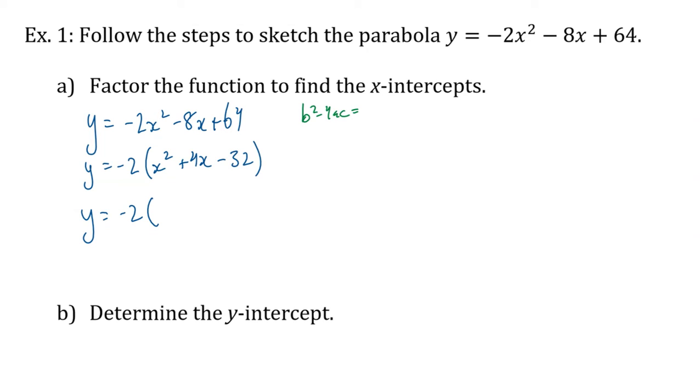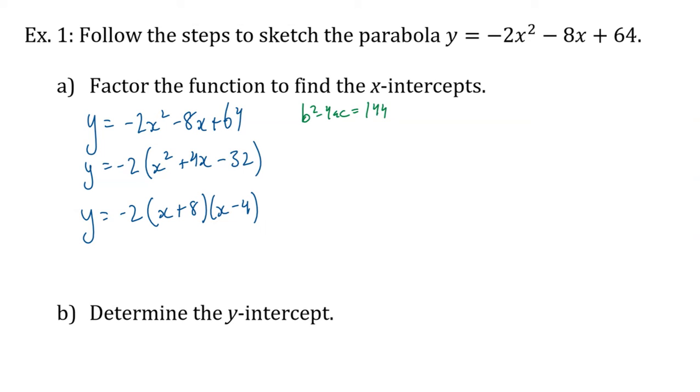Now, b squared minus 4ac, I really don't need to be doing this, and I'm going to say why in a moment, but if you're in the habit of doing it, it is 144. So this certainly is factorable. And I think it's x plus 8, x minus 4. 8 times 4 is 32. 8 minus 4 is 4.